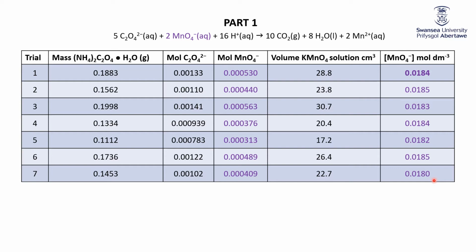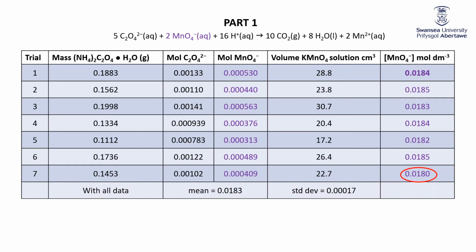Now it's always worth, when you look at data, to see if there is an odd one out. And I would certainly say that the odd one out here could be the 0.0180. Now the question is, is that sufficiently the odd one out that we should ignore it? So here's what I do. If we use all the data, the mean is 0.0183 and the standard deviation, not bad, 0.0002, which is the last digit in this, so you'd expect a deviation about 0.0002.